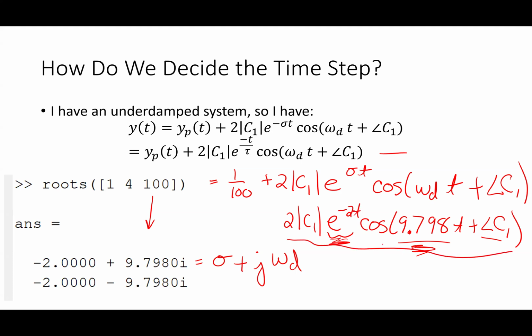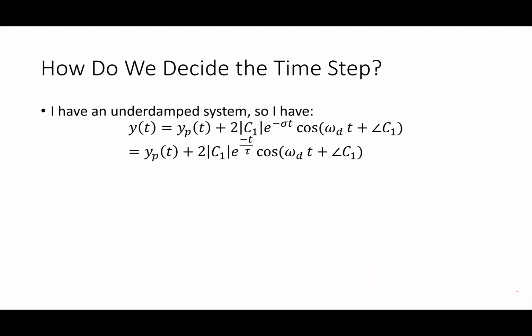This term right here, this can be rewritten as 2 magnitude C1 e to the negative t over 1/2 times cosine of 9.798t plus angle C1, like that. Right? See what I did there? Yeah, that would be equal to each other. e to the negative t over 1/2 is the same as e to the negative 2t. Right? Because 1 over 1/2 is 2. Okay, so how do I make a choice now between those things?